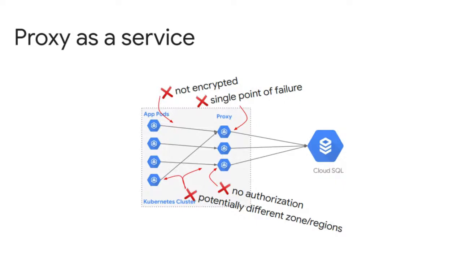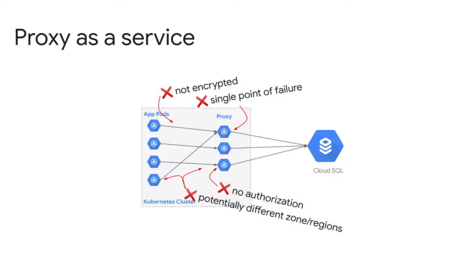One of the downsides of this is that the traffic between your application and the proxy is not encrypted by default. The proxy doesn't offer any encryption. The client side only encrypts the traffic coming out before it gets connected to the Cloud SQL. Another disadvantage is there is no authorization. Anyone in your cluster can connect to the proxy, which means anyone in your cluster can connect to Cloud SQL.